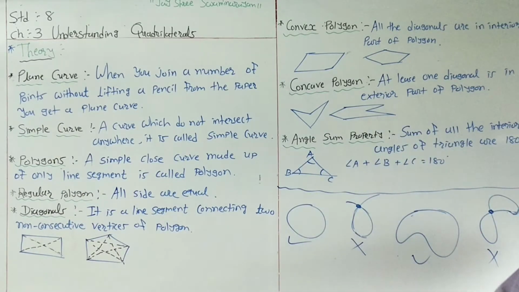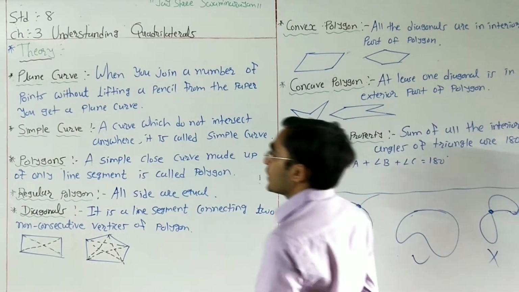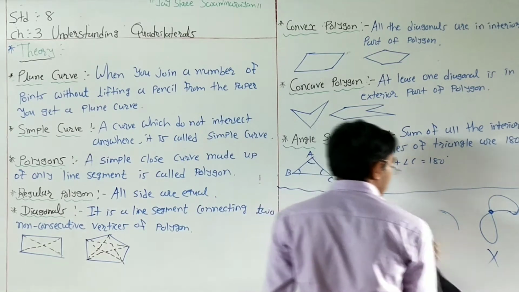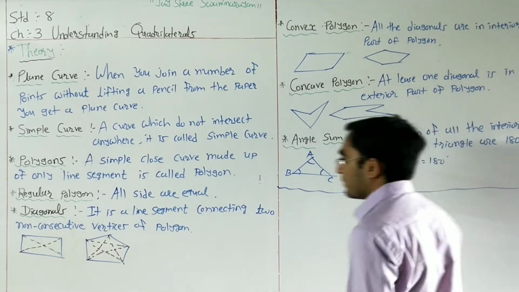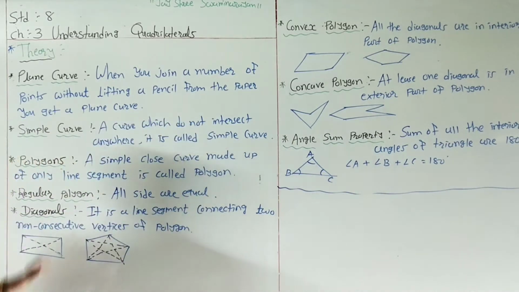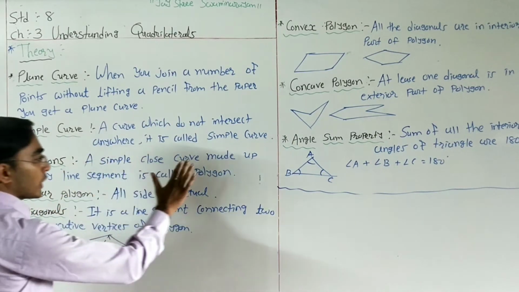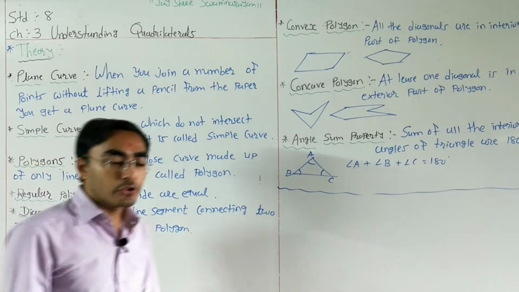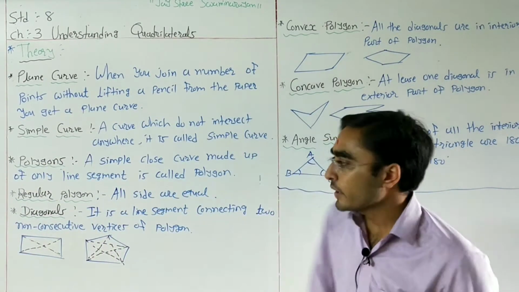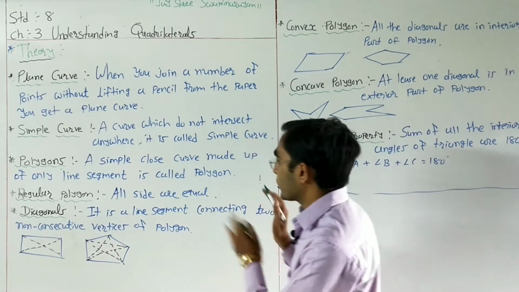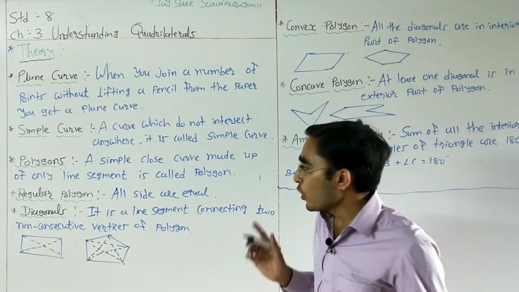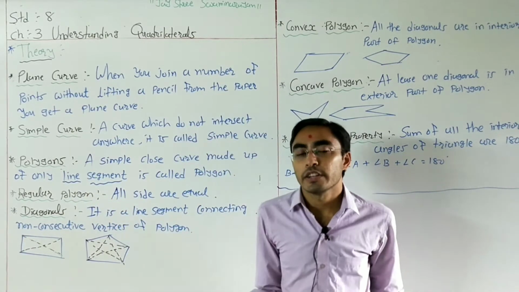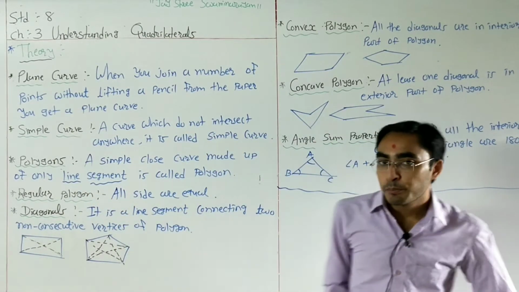After that our next point is polygon. Here I have written one definition for polygons: a simple closed curve made up of only line segments is called a polygon. Only line segments are there. It is called a polygon.